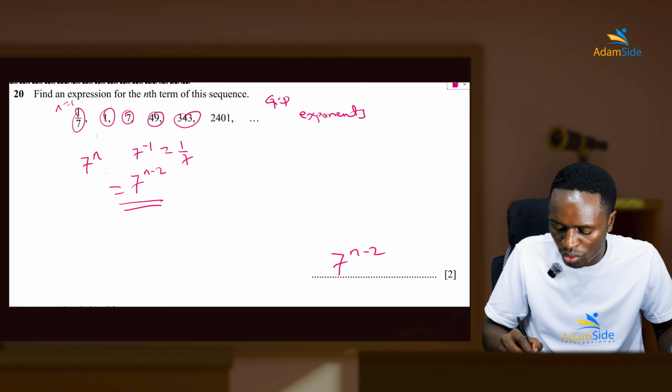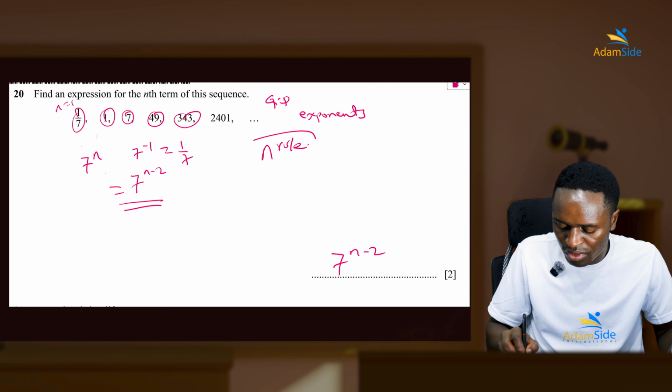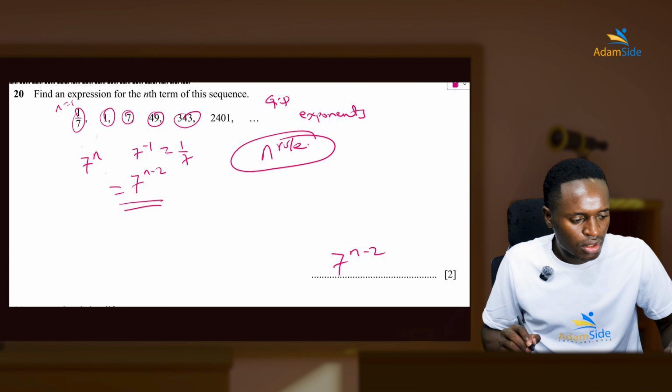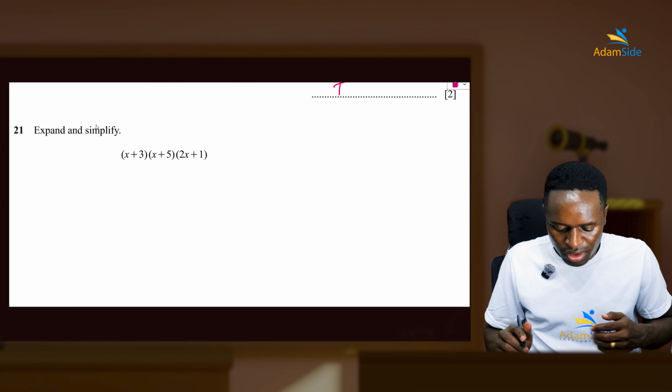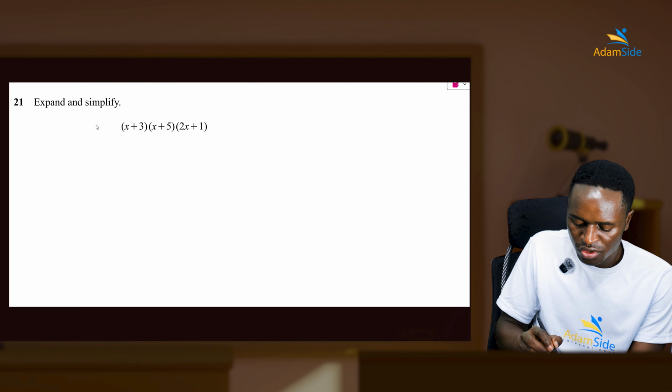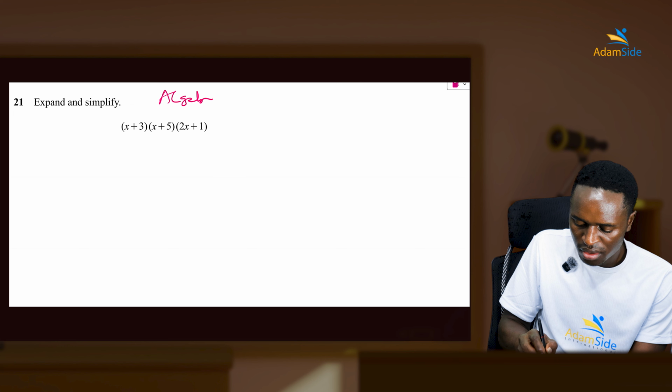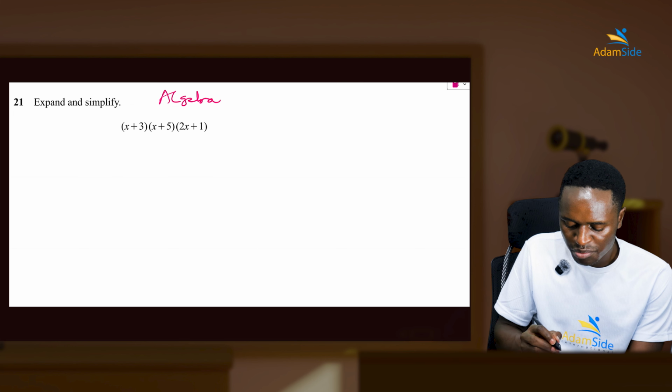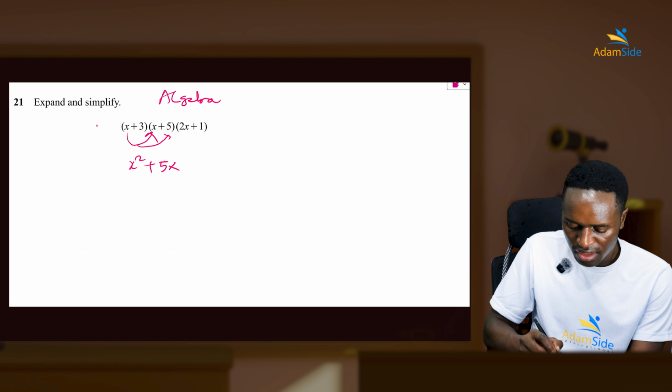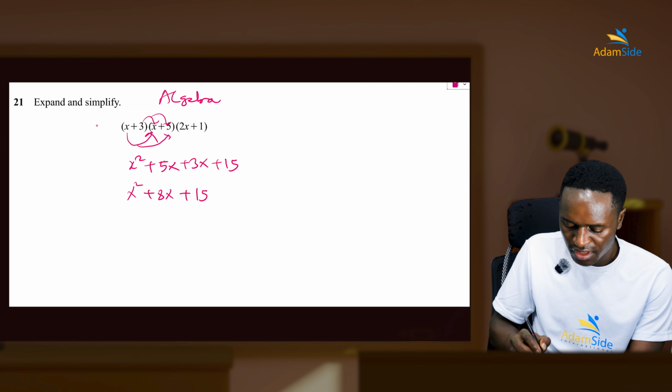This is called the n rule, which you also need to review. Now, expand and simplify. This is easy. It's also in the topic of algebra. Expansion: you just expand each individual term. x times x, you get x squared. x times 5 gives plus 5x. Then 3 times x gives plus 3x. And then 3 times 5 gives plus 15. And then what do you get? You get x squared plus 8x plus 15.